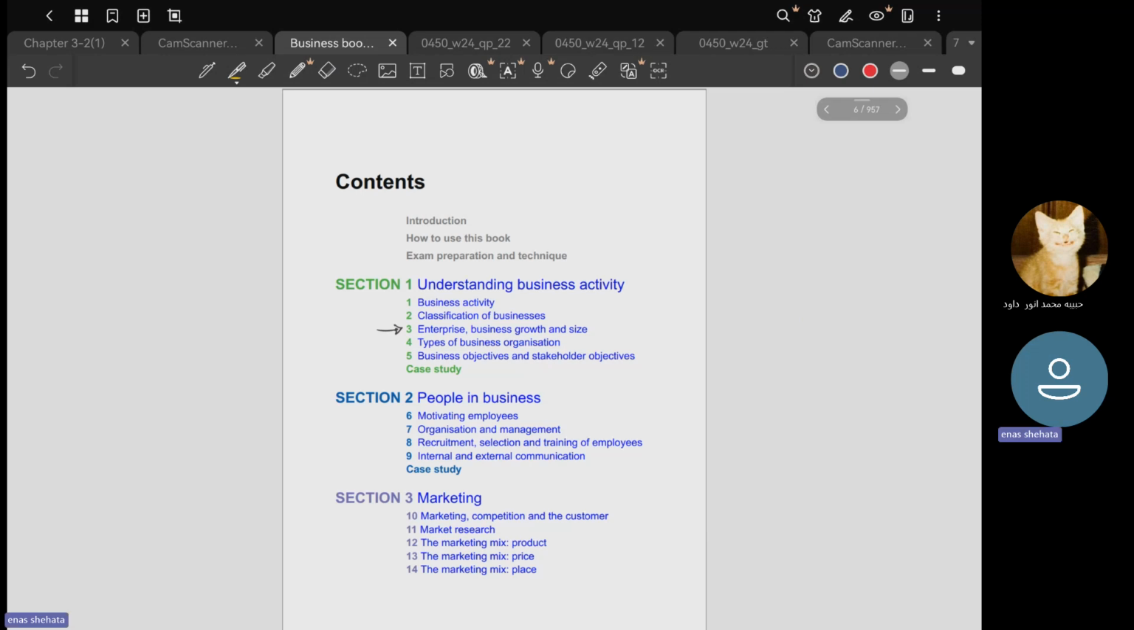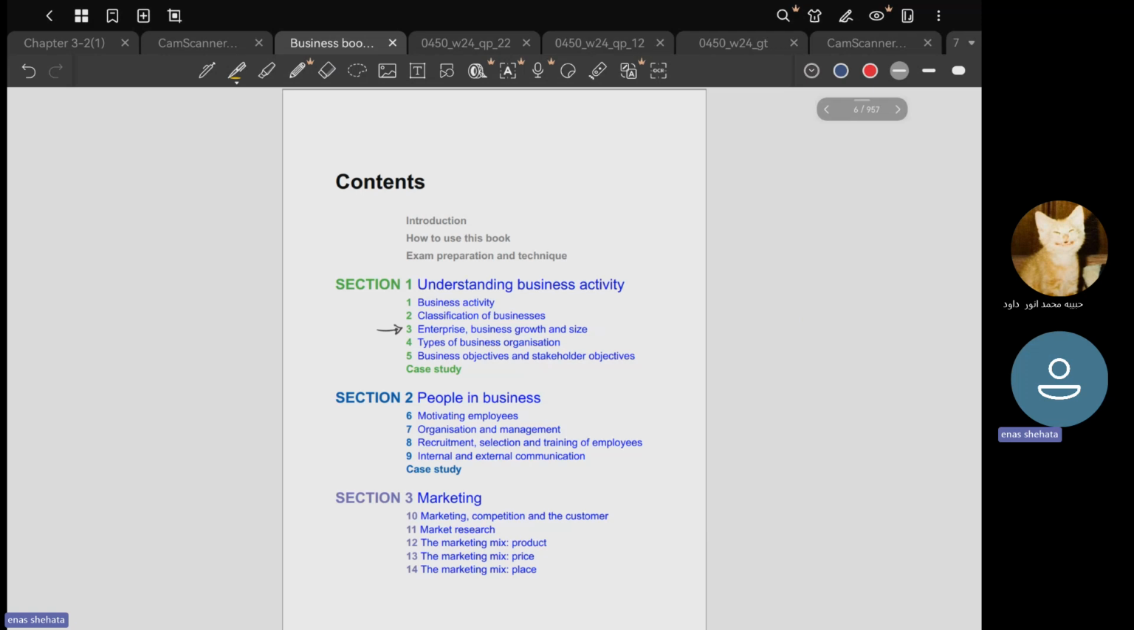And types of business organization. The business has many types, like the business owned by just one person, or two persons start to make a business together. Or the business has some shares that are distributed in the market and anyone can be one of the shareholders of the business. Of course, we will take this in detail in our course.